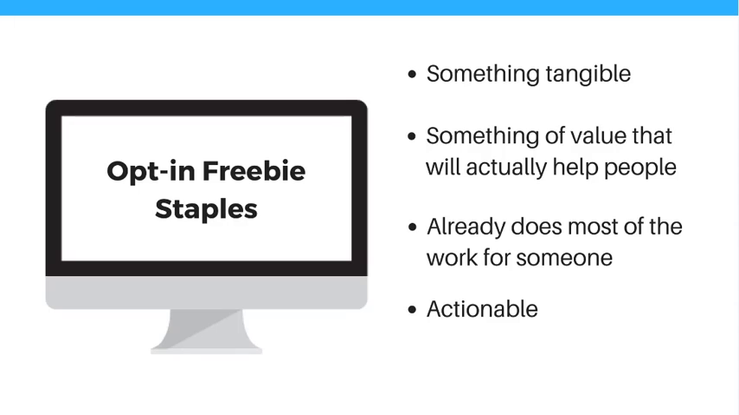So, some opt-in freebie staples to go by. It needs to be something tangible. There needs to be something of value that will actually help people. So if I create a mini course on real estate investing that's going to actually help somebody find their first deal, that's a good tangible course to create. It's already got to do most of the work for somebody. And it's got to be actionable. It can't just be theory-based where you're telling them information. It's actually got to give them step-by-step instructions of what to do, what actions to take. That way you get somebody moving and motivated to take action, so they don't just take your course or read your free ebook and then don't take any action.